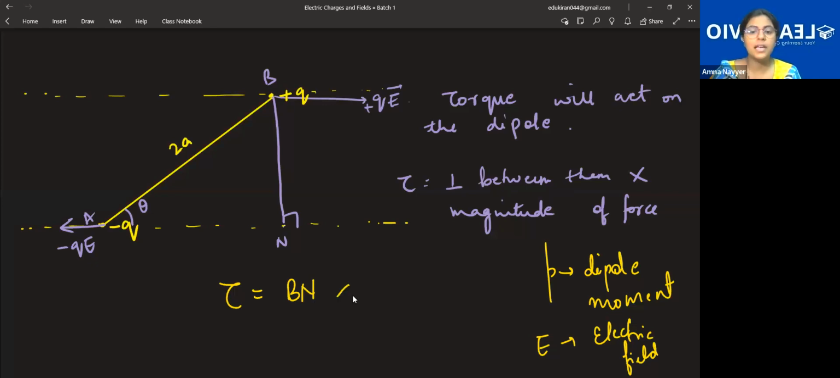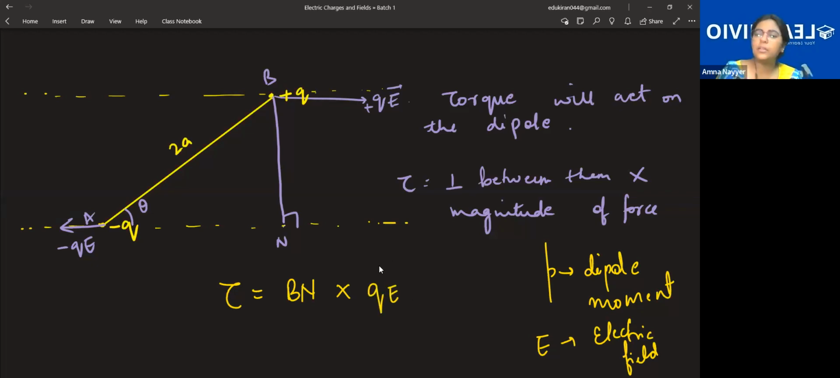And can anyone tell the magnitude of the force? That is very easy. You know the charge, you know the electric field. The force would be? QE, very good. The force is QE.